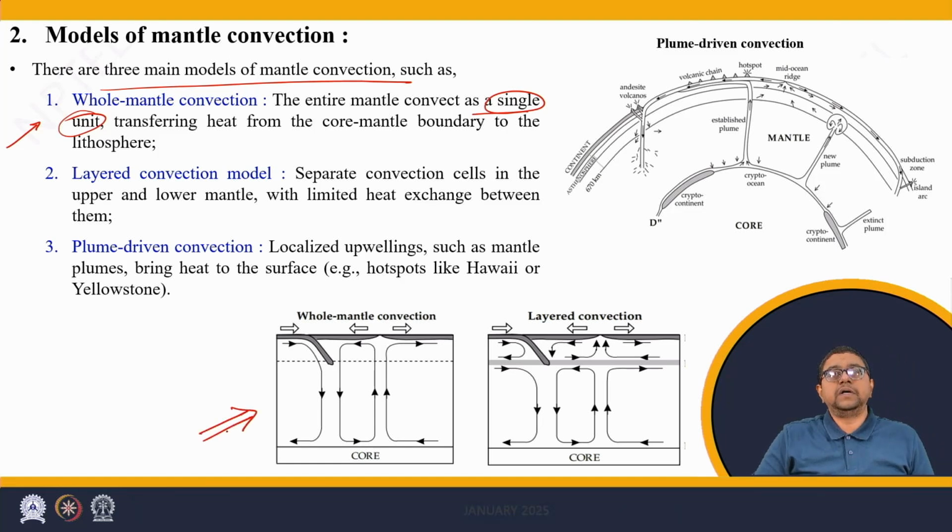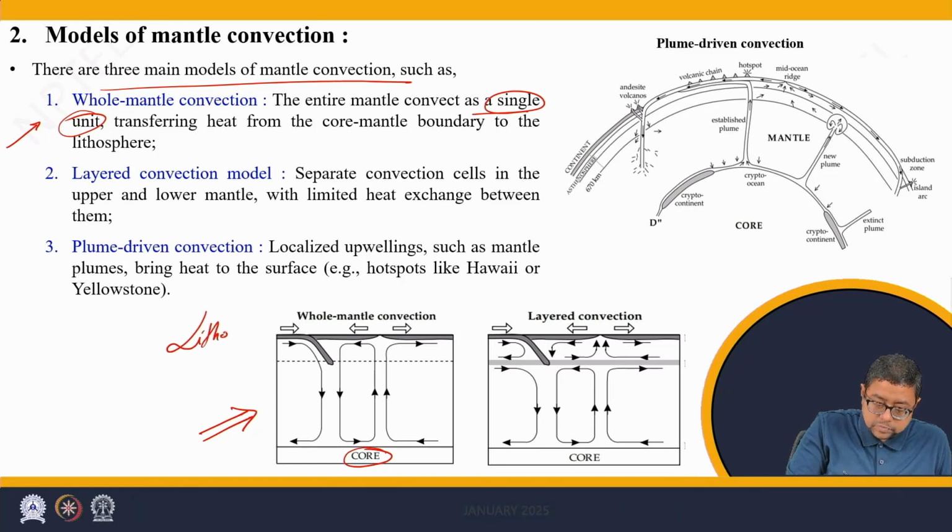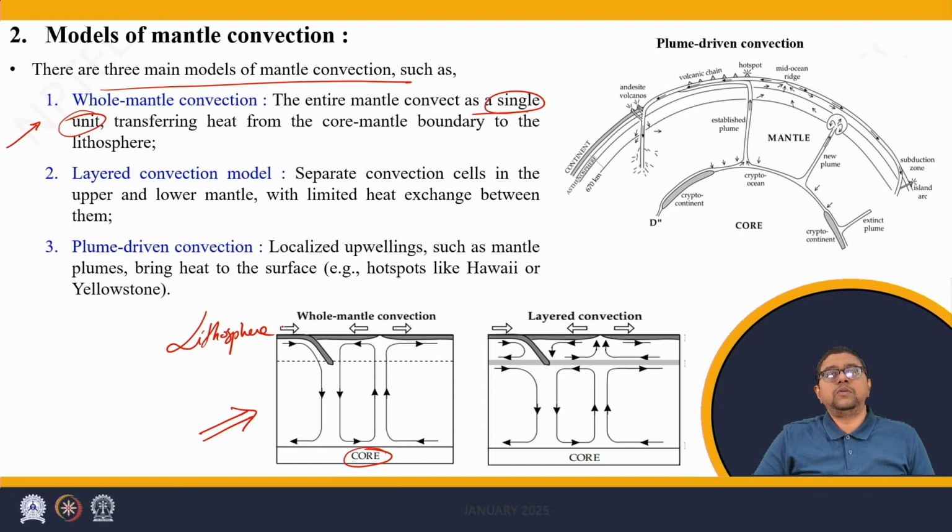This diagram illustrates the whole mantle convection. We have the core below and the lithosphere at the top. Note that there are only single large-scale cycles of mantle convection.